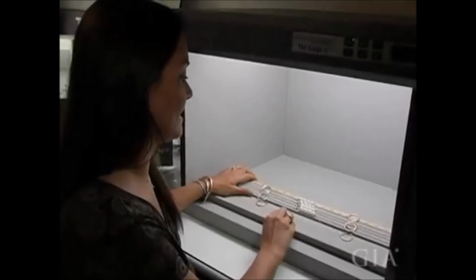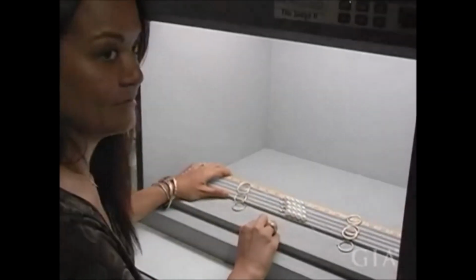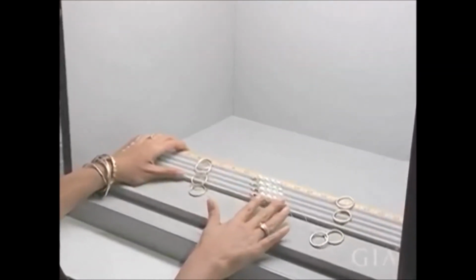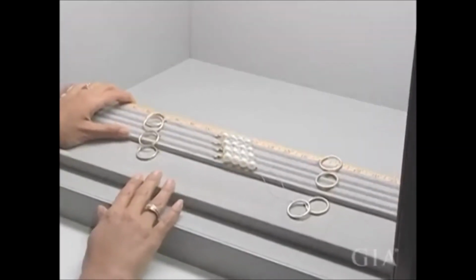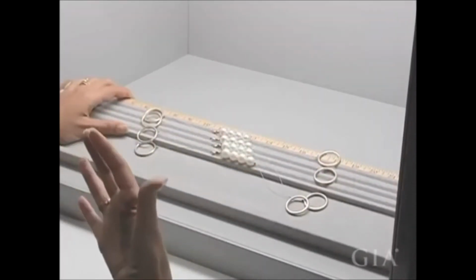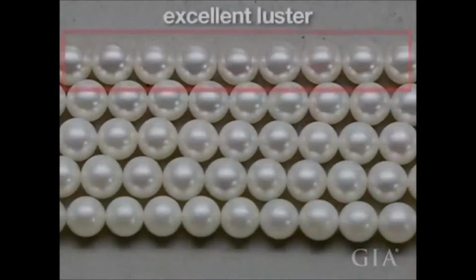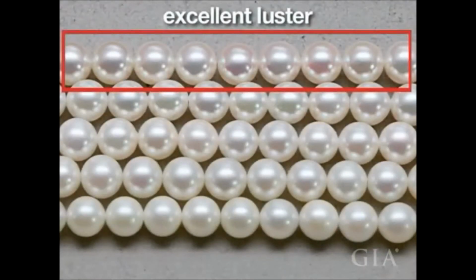Luster is basically the intensity of light reflected from a pearl surface. So if you have a single pearl or a strand, it's basically anything that's reflecting back to you. So this is an excellent luster, and in this case you would expect to see bright and sharp reflections.